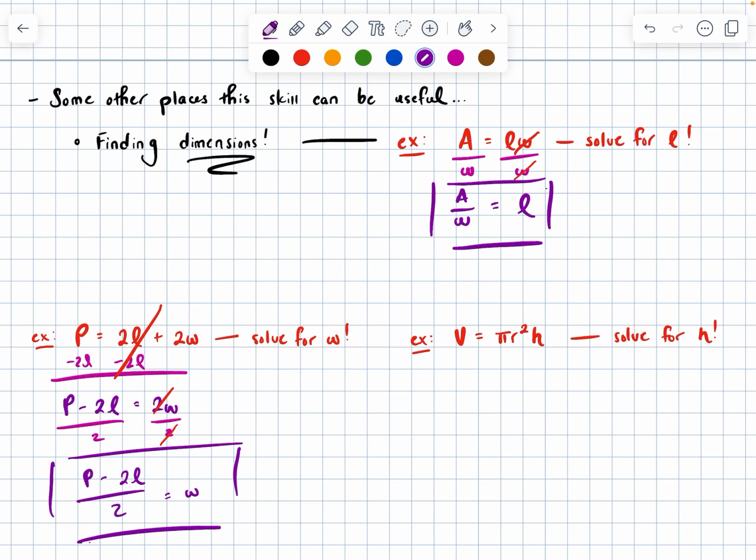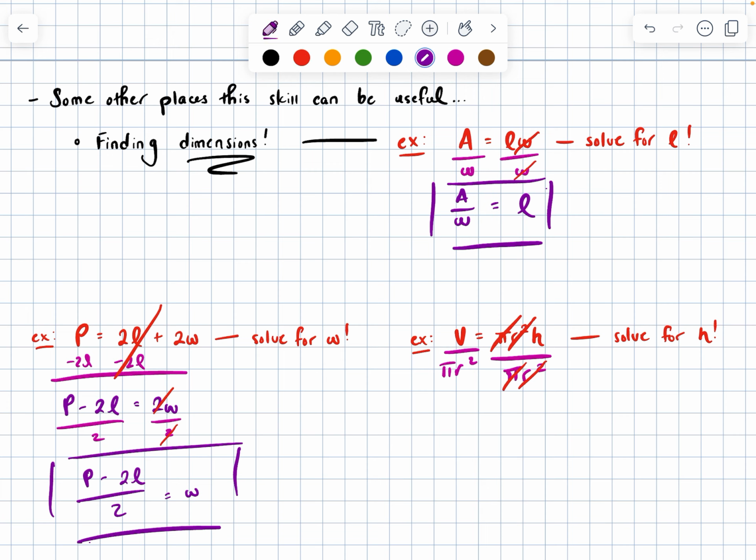Let's try it again here with our volume. Volume is equal to pi r squared h. I want to get h by itself. Well, here, pi and r squared are both connected by multiplication. I could do them one by one, but in this case, I'm actually going to save myself some time by dividing both of them at the same time. So I'll divide both sides by pi and r squared.